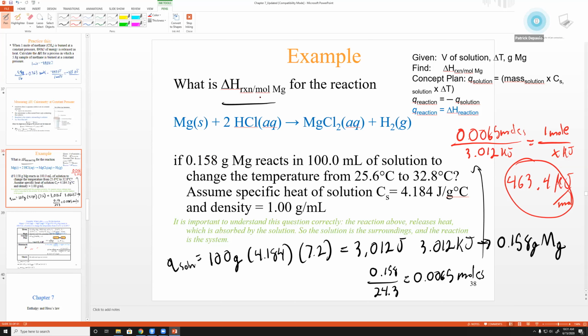If they gave you delta H of the equation and you wanted to figure out the delta H per mole of magnesium, you need to divide that delta H by 2 if there was a 2 in front of the magnesium. So it all depends on the molar ratio. If they asked you about HCl and they gave you per mole, it's 3 kilojoules, that means in the equation, it's actually 6 kilojoules. So just keep in mind that the molar ratio also matters.